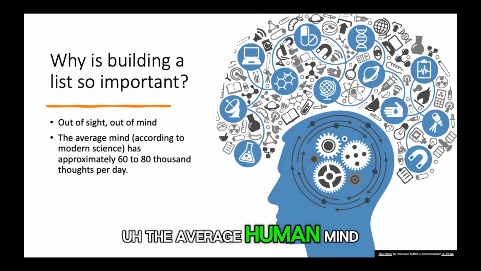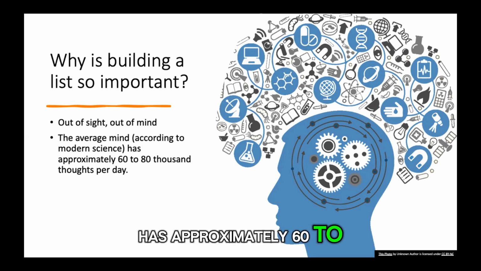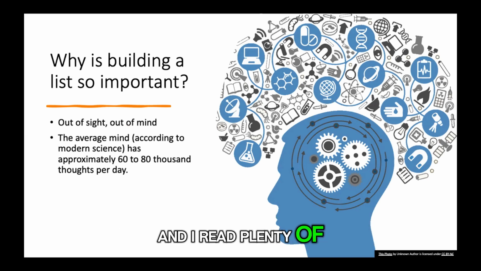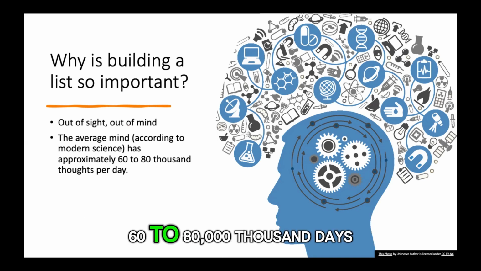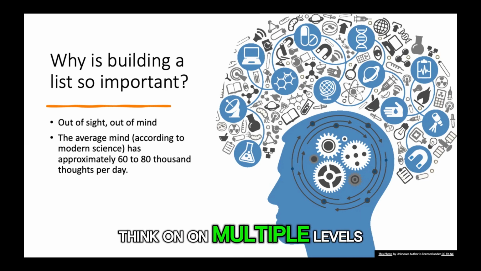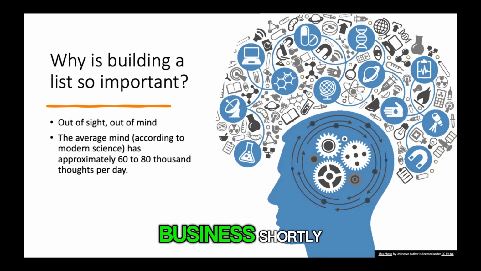The average human mind has approximately 62 thoughts per day. That's according to the best modern research that we have today. I've read plenty of studies, and they all have a very similar number. So to the best of our knowledge, 60 to 80,000 thoughts a day is what we have. This is because we can think on multiple levels, and I'll explain how this applies to your business shortly.